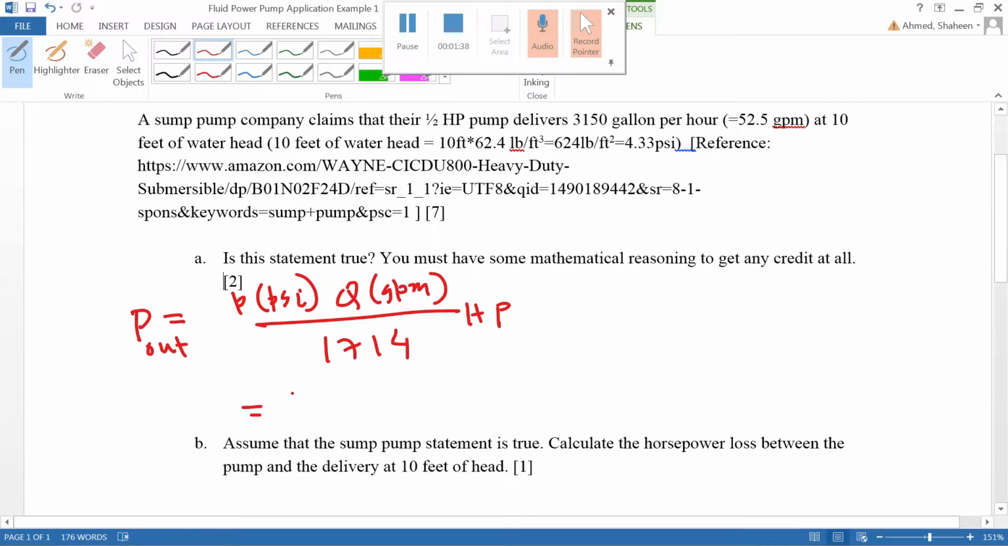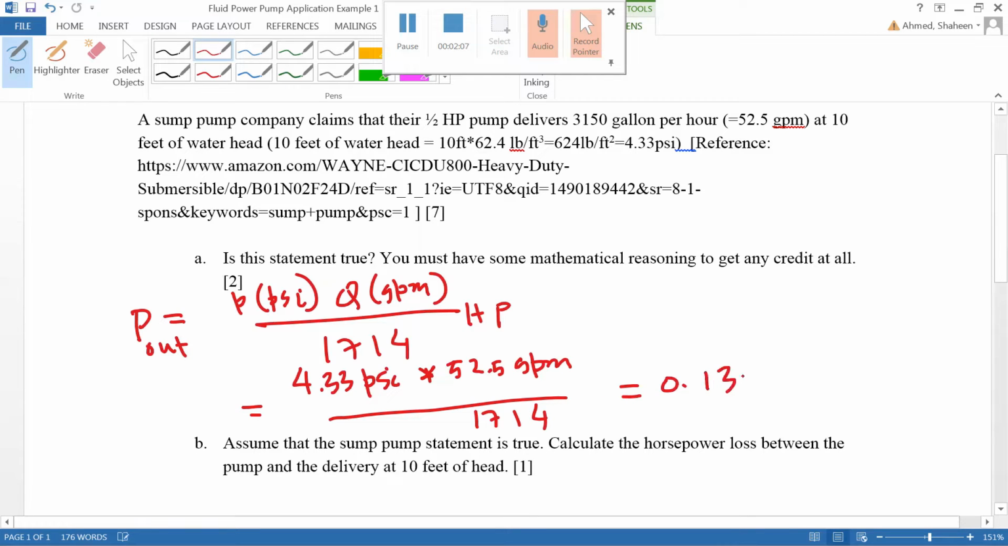Now for this pressure, it says it developed at 10 feet. Basically, it's fresh water, so I'm guessing it is feet of water. If they used mercury, that would be a different situation, which is 13 times more. So that's PSI times the flow rate, which is 52.52 gallons per minute, divided by 1714, which is equal to 0.1326 horsepower.